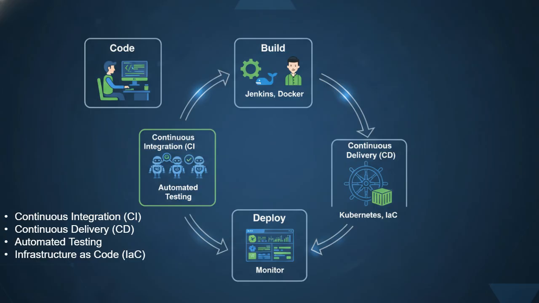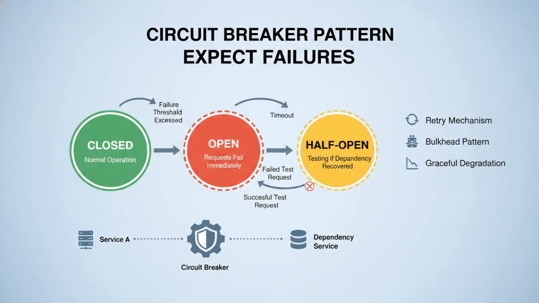Key patterns include the circuit breaker pattern, which prevents a service from repeatedly trying to invoke a failing dependency, allowing it to recover. Retry mechanisms automatically reattempt failed operations after a short delay. The bulkhead pattern isolates components to prevent failures in one part from cascading to others.